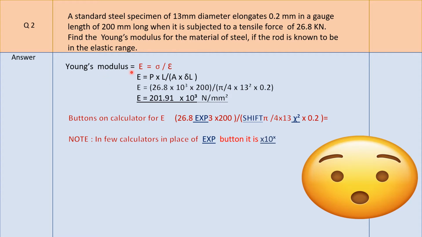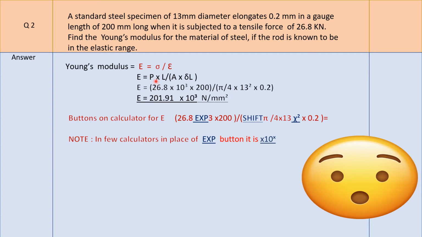Now, modulus of elasticity or Young's modulus E is equal to stress upon strain. But stress and strain are not given, so we will not use this formula. Let us directly use E is equal to P into L divided by A into delta L, where I have substituted P upon A for sigma and delta L upon L for epsilon. Now I substitute the values.